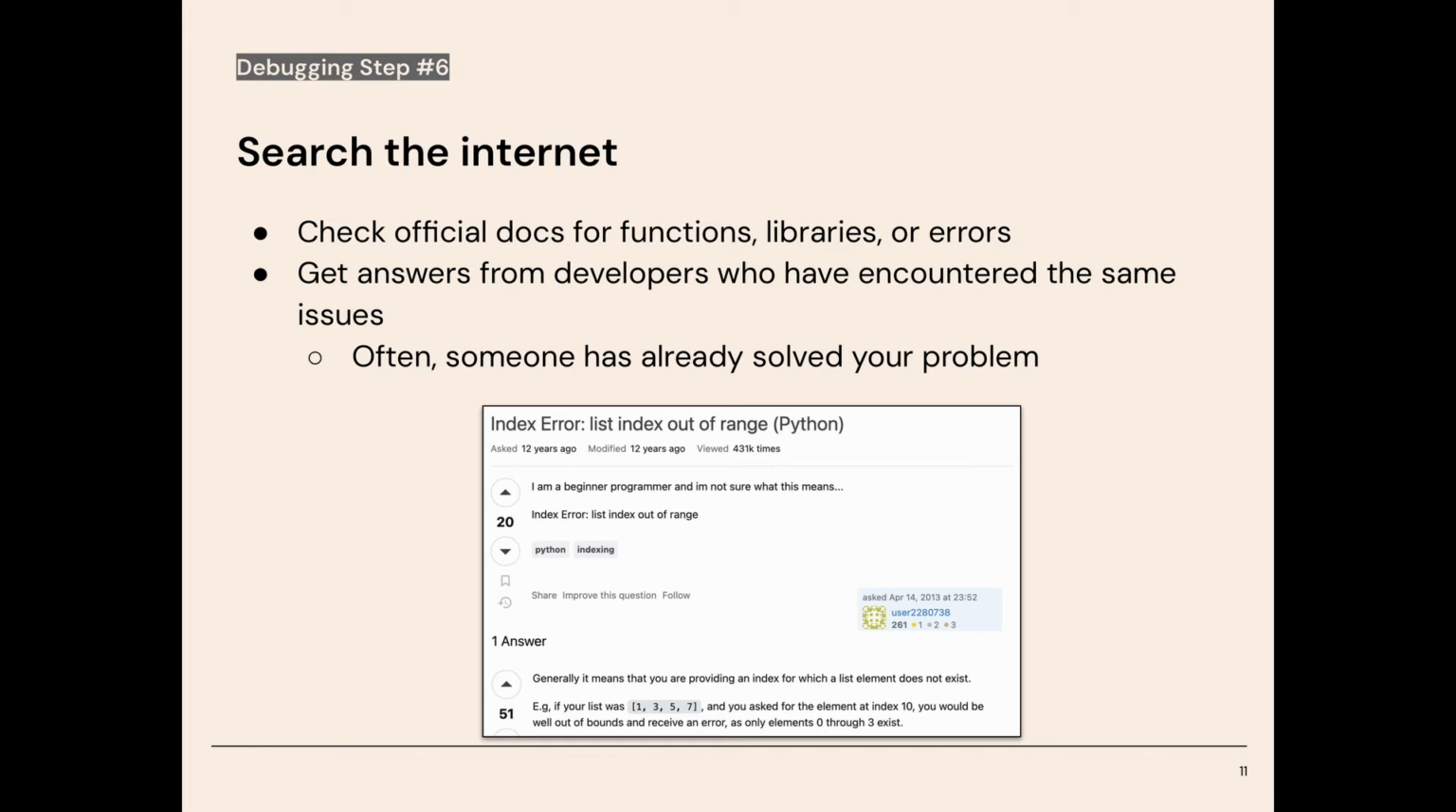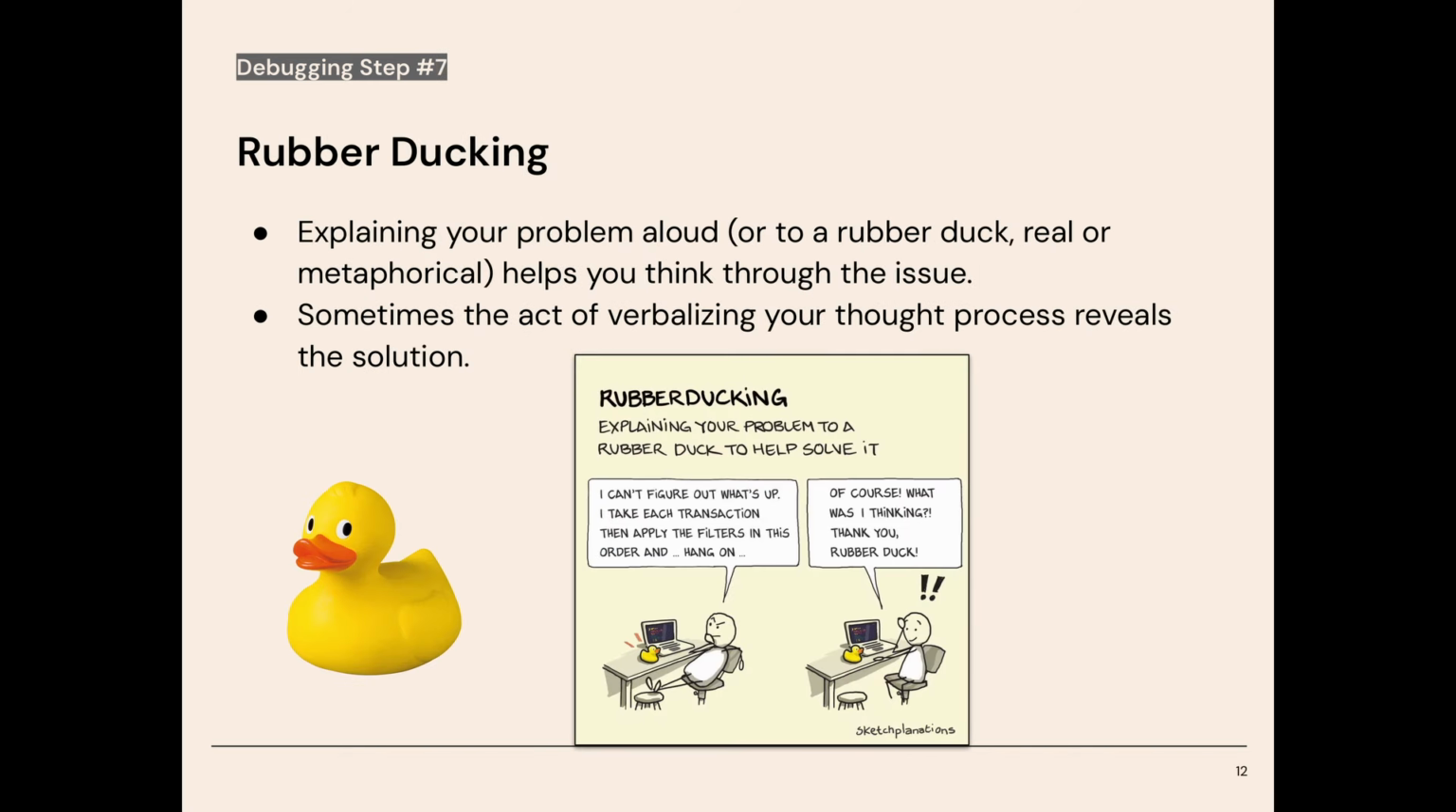This is especially useful when you have an error message that's specific that you can search. Number 7 is rubber ducking. Rubber ducking is a method of problem solving where a person explains their issue or their thought process out loud, even to an inanimate object, in order to gain clarity and insight into the problem.